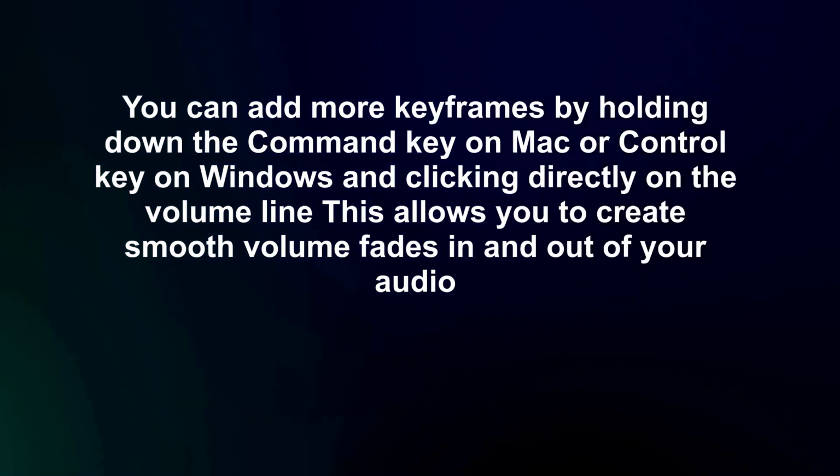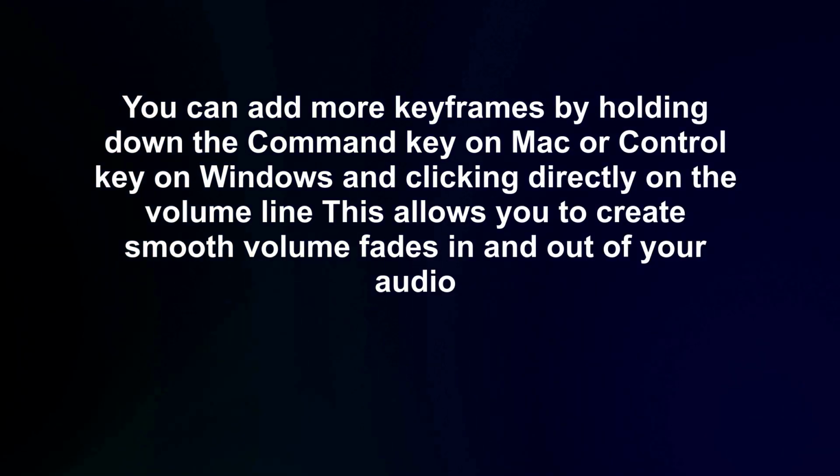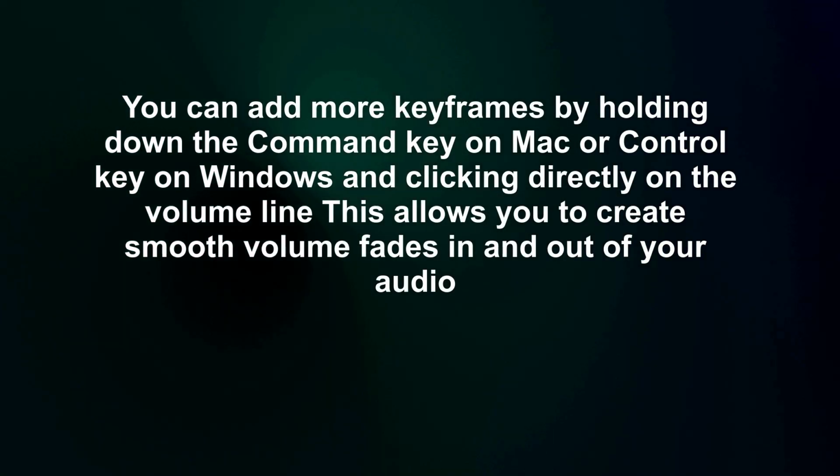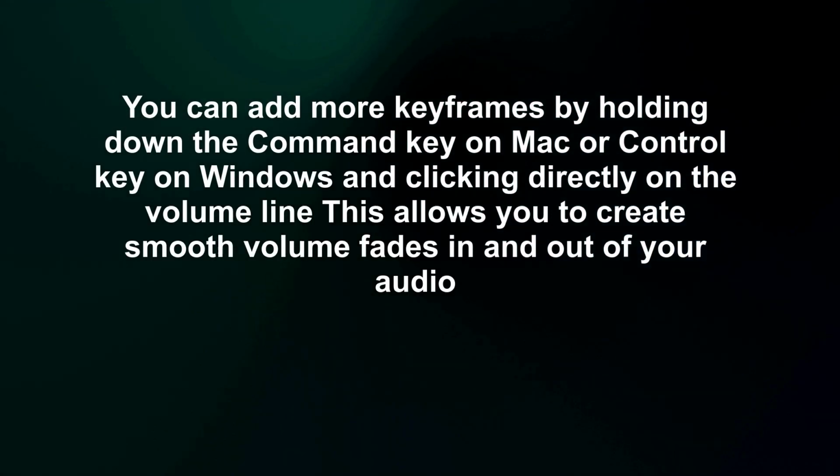You can add more keyframes by holding down the Command key on Mac or Control key on Windows and clicking directly on the volume line. This allows you to create smooth volume fades in and out of your audio.